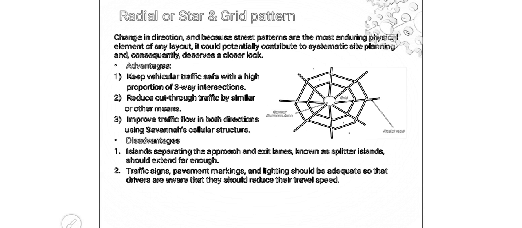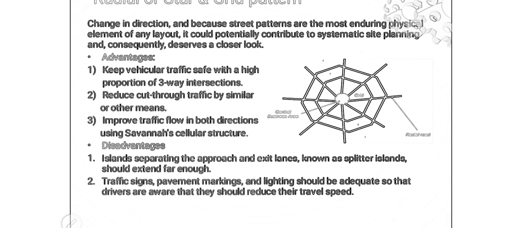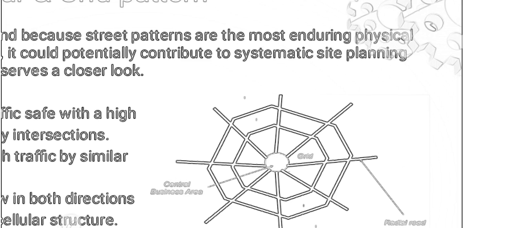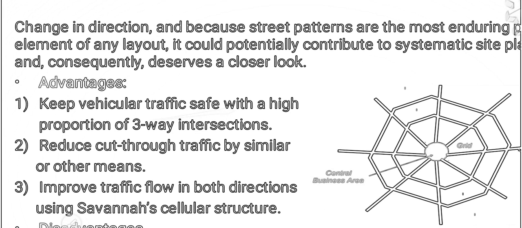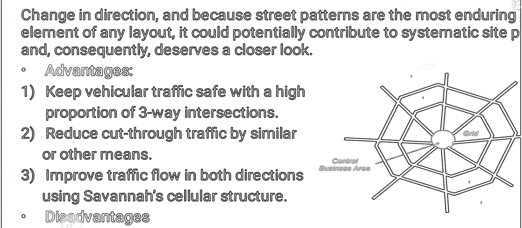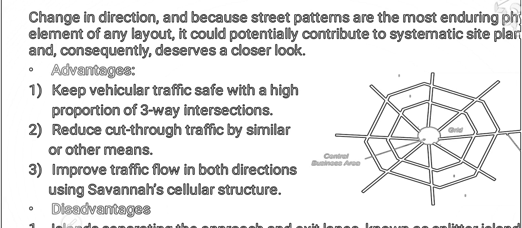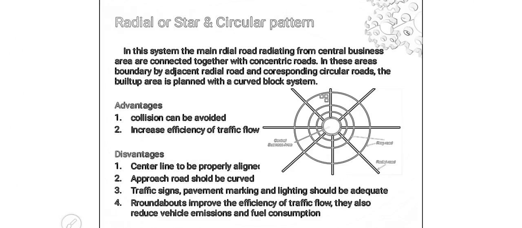Next pattern could be radial or star and grid pattern. Instead of circular, it is grid. Change in direction, and because street patterns are the most enduring physical element of any layout, it could potentially contribute to systematic site planning and consequently deserves a closer look. You can see the central business area, and these are the grids.